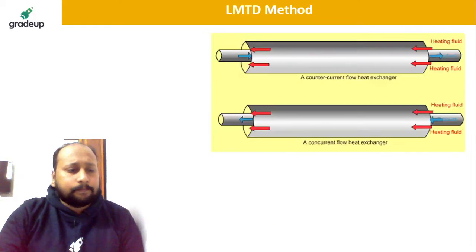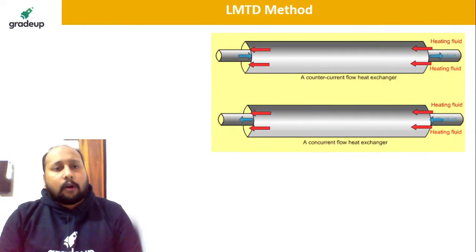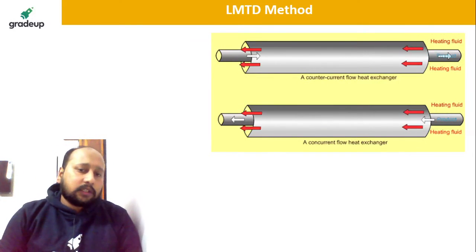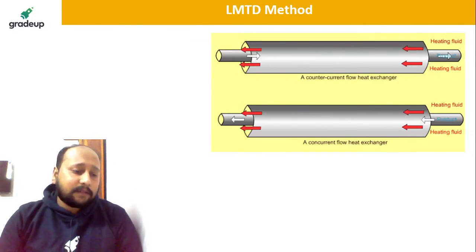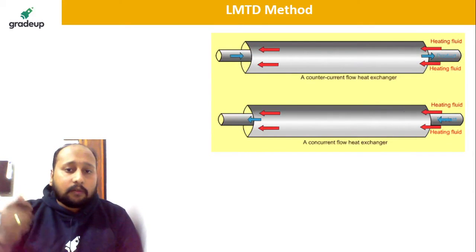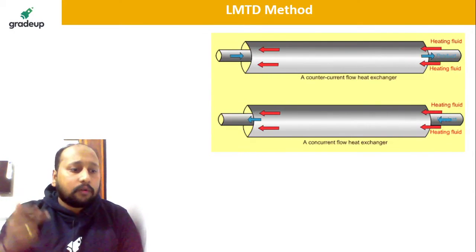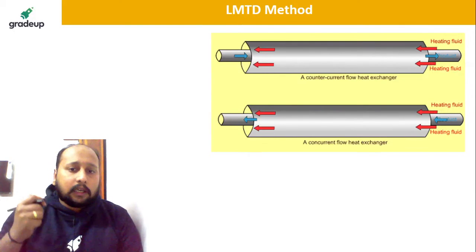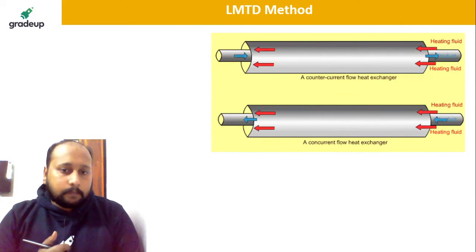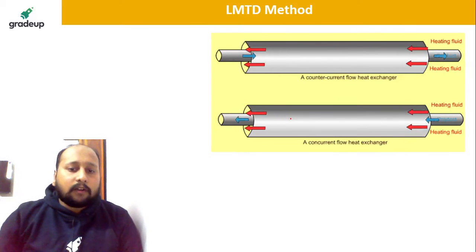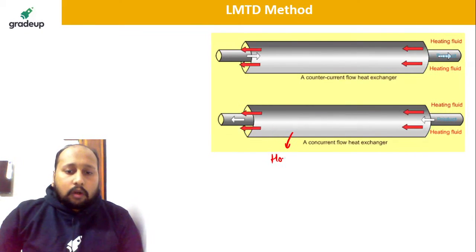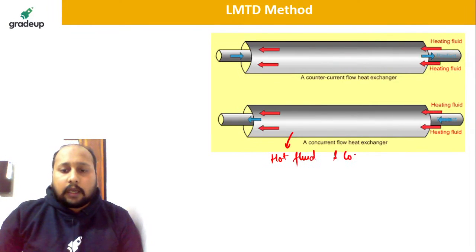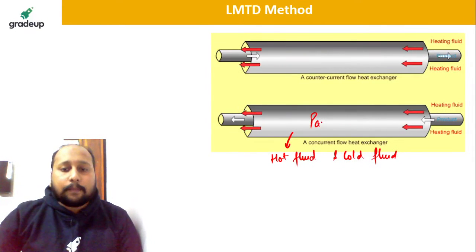Very easy. Now if I broadly classify any heat exchanger, we have three basic types. One is parallel flow, counter flow and cross flow. Anyone who can tell me what is a parallel flow? Parallel flow is basically when hot fluid and cold fluid both are moving in the same direction. If you observe this, hot fluid and cold fluid both are moving in the same direction. We call this a parallel flow.